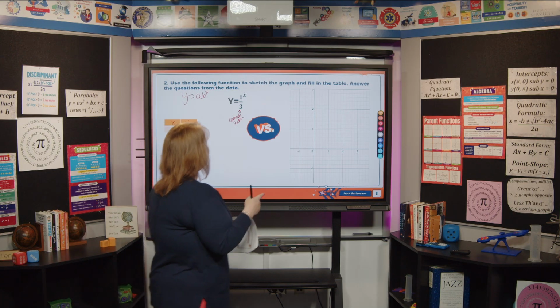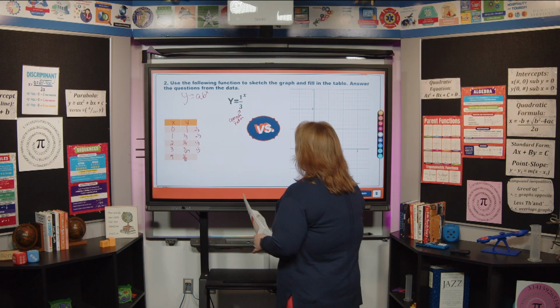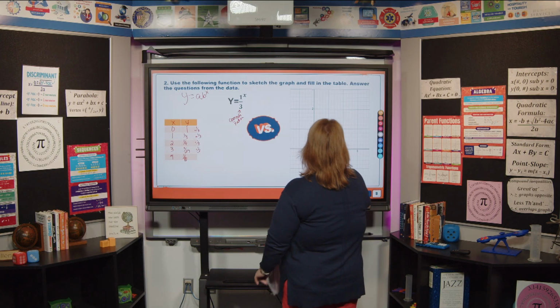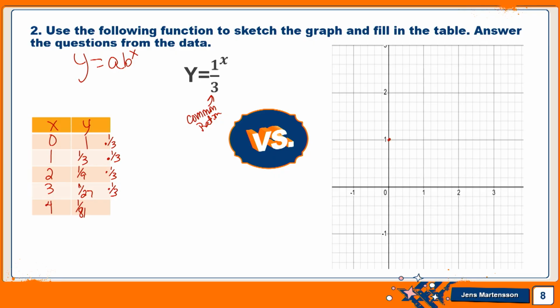So let's go here and see if we can graph this. So I've got 0, 1. And then I have 1/3. So I'm going to say it's about maybe right here. And then I have 2 at 1/9. So that's going to be about maybe right here. 3 at 1/27. So that's going to be about right here. And 4 would be about right there.